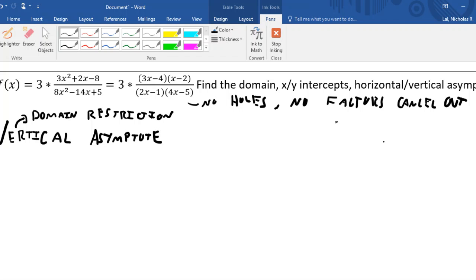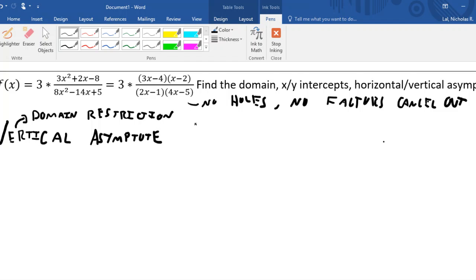So we have the factored version and the unfactored version. But here we know there are no holes because no factors cancel out. Guys, make sure we are now transitioned back to our midterm practice sheet and we're working on our midterm problem. So, how do we find our vertical asymptotes? What do we set equal to 0? Our factors in the denominator.